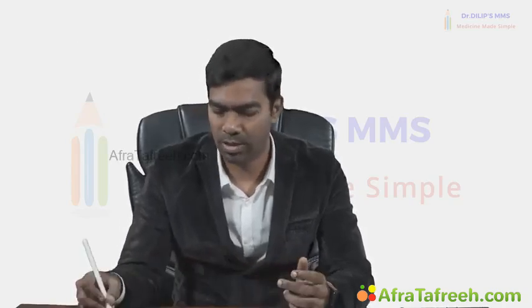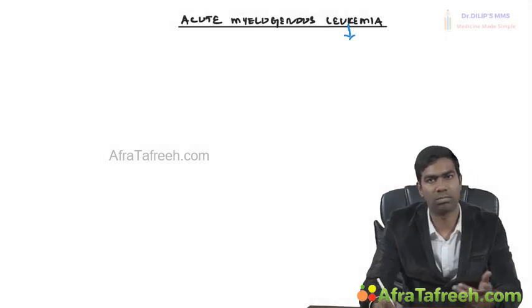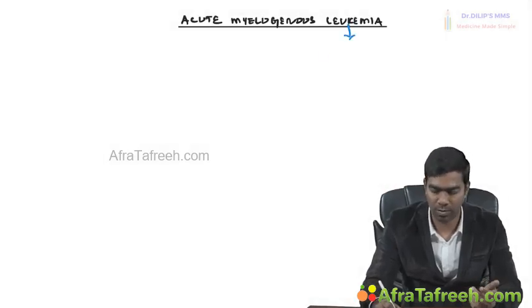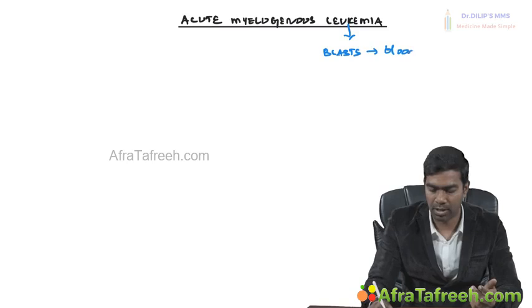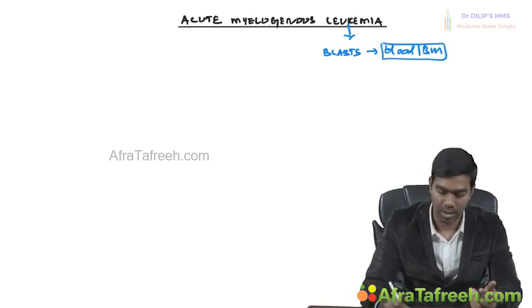Acute myelogenous leukemia means your blasts are going to be in the blood and the bone marrow predominantly. We discussed this point innumerable times. And myelogenous means the blasts are going to be of myelogenous origin. That's it. So this is what you mean by acute myelogenous leukemia.